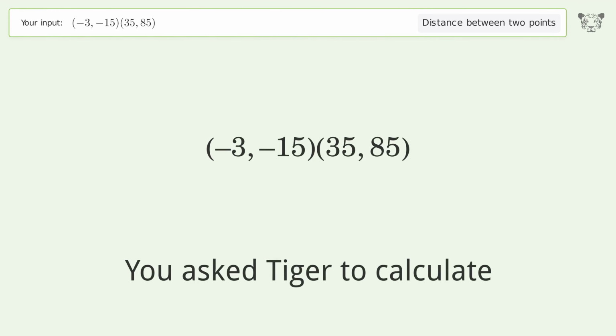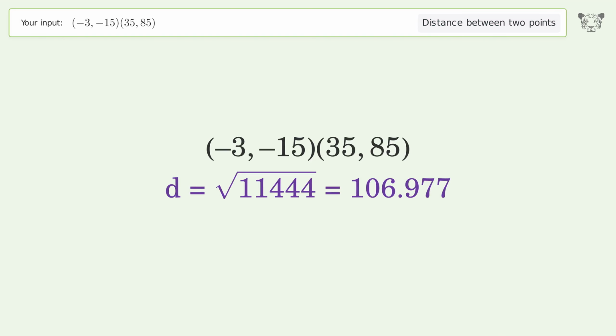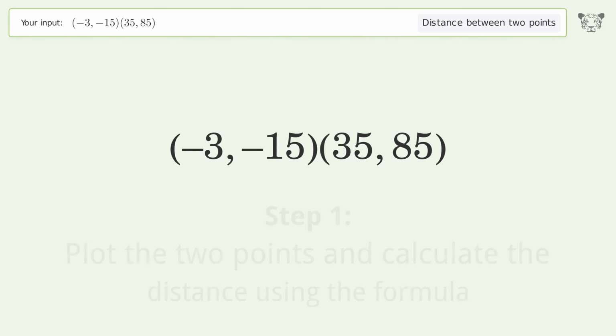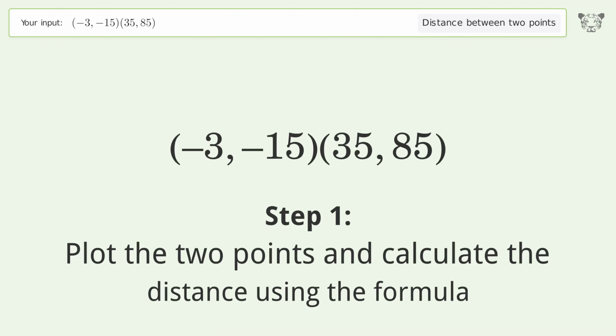You ask Tiger to calculate. This deals with the distance between 2 points. The distance between the 2 points is the square root of 11,444, or 106.977. Let's solve it step by step. Plot the 2 points and calculate the distance using the formula.